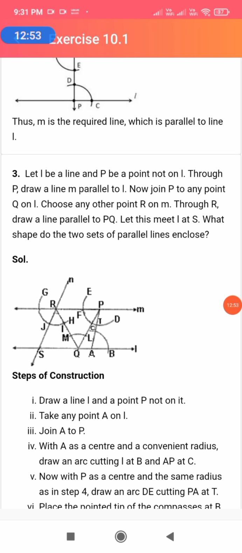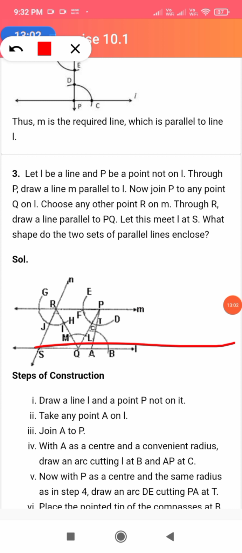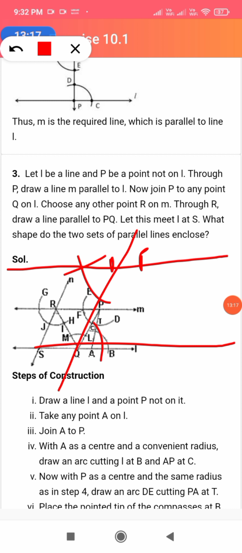The last question in this exercise reads, let L be a line. So here L is a line. Fine. And P is a point not on the line. So P is somewhere outside. Through P, draw a line parallel to L. So we will be cutting this as we were doing earlier. We will draw a line M which is parallel to L.